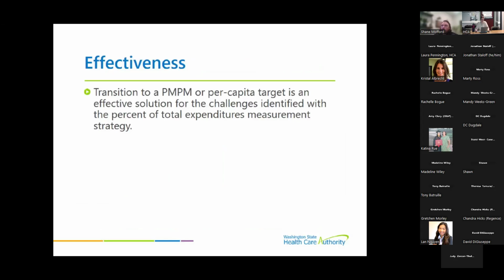So in terms of the effectiveness of the policy, transitioning to a PMPM or a per capita target would be an effective solution for the specific challenges we were just talking about, where the relationship between primary care investment and price changes and utilization changes and other services aren't necessarily correlated in a way that's meaningful on the longer term. Next slide, please.